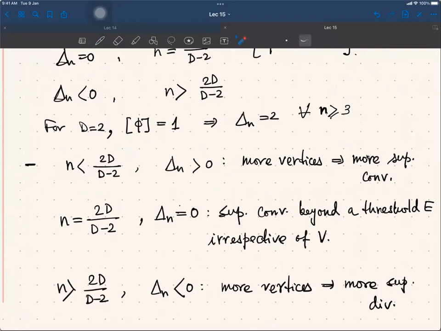Next thing to understand is that we have done the classification in terms of the superficial degree of divergence, but we keep using this word superficial. What does it actually mean? Is it not real? So our next job is to see what is not really real in this superficial counting of divergence. We have to clarify that. So that we'll do in the next lecture.